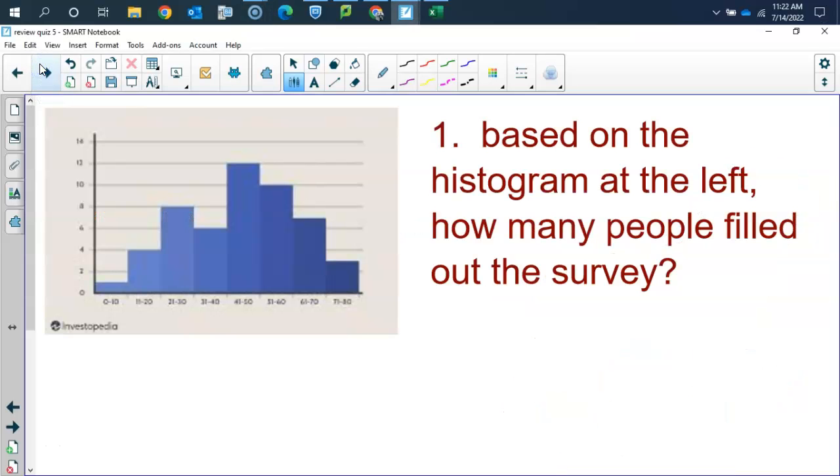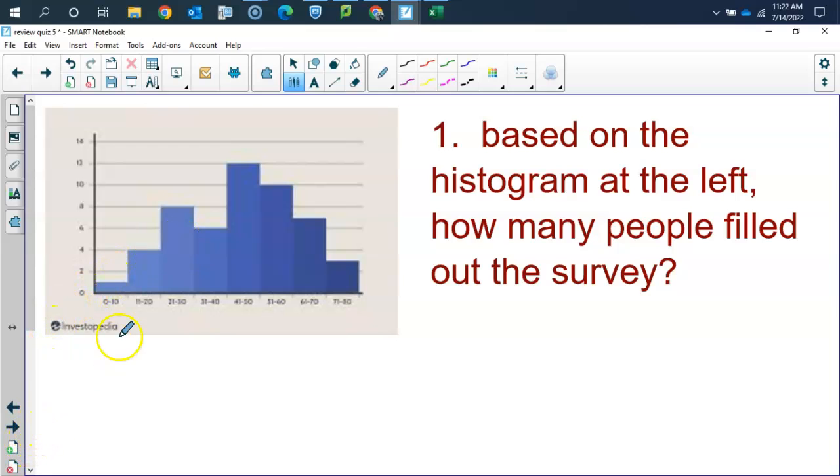All right, here's a histogram, okay? How do we know that it's a histogram? Because there are spans or intervals of numbers down here. These are the number of people that took the survey, and this is their answer. Based on this histogram, how many people filled out the survey? Go.